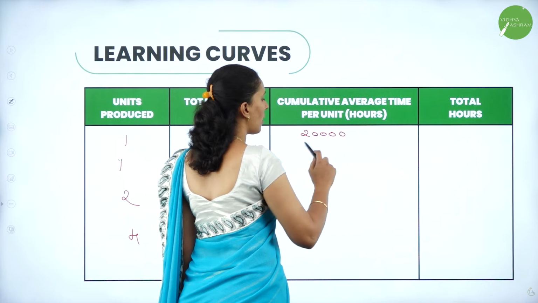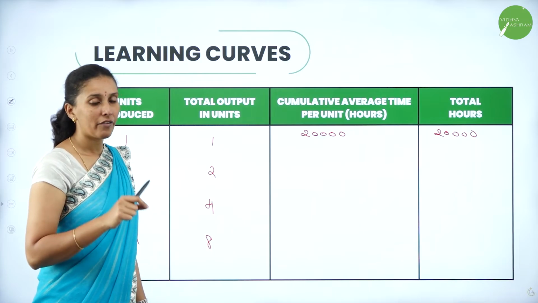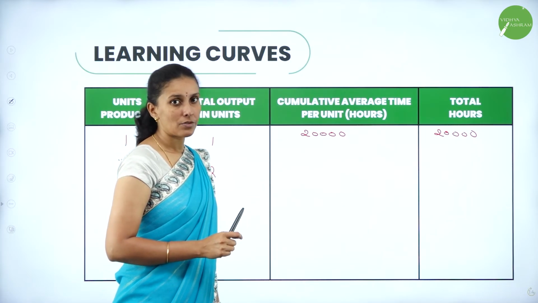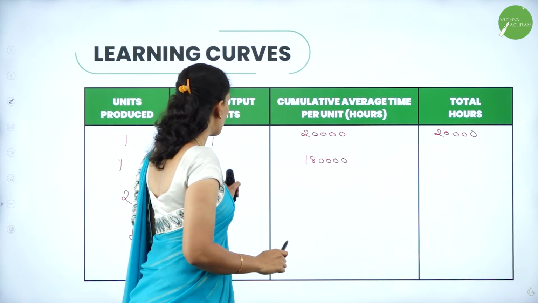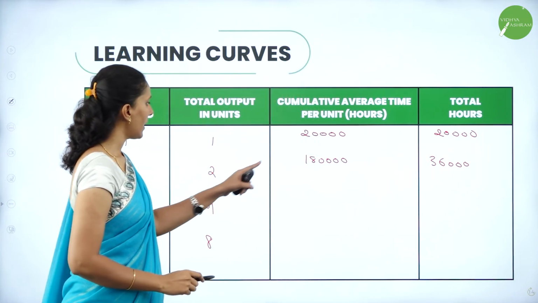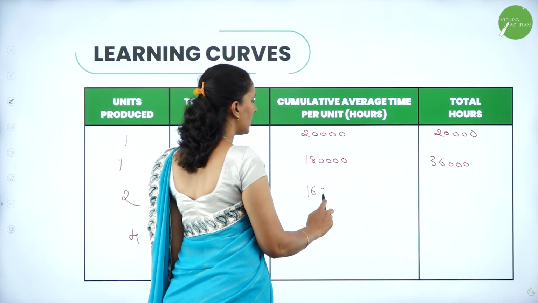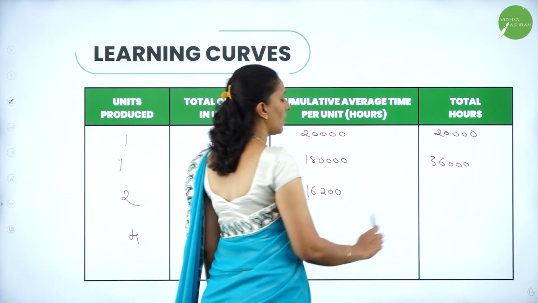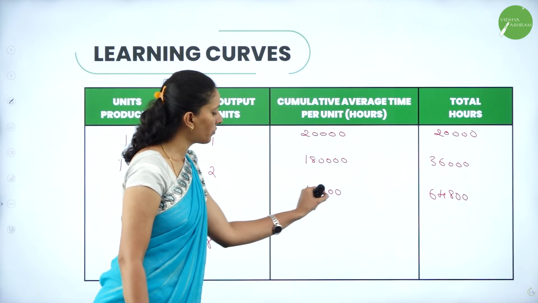So initially it was 20,000. So therefore total hours is also 20,000. Next, 90% learning effect is suggested. So therefore every time I need to find the value of 90% of the previous value. So 90% of 20,000 is 18,000. So 18,000 into 2 is 36,000. Next again, I need to take 90% of 18,000. So the value here you will get is 16,200. So 16,200 into 4 water tankers, I'll get the value as 64,800.